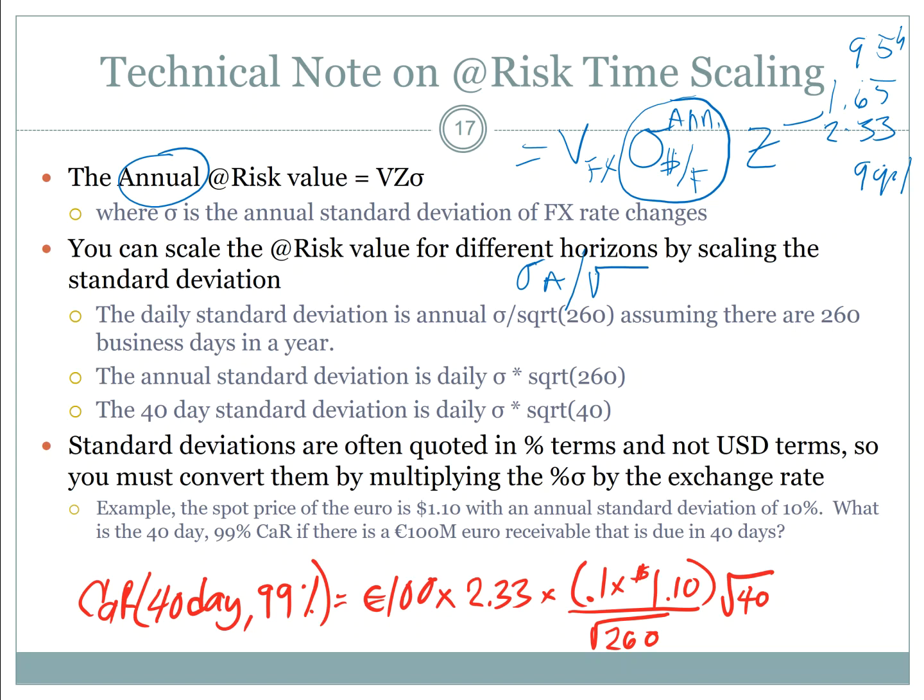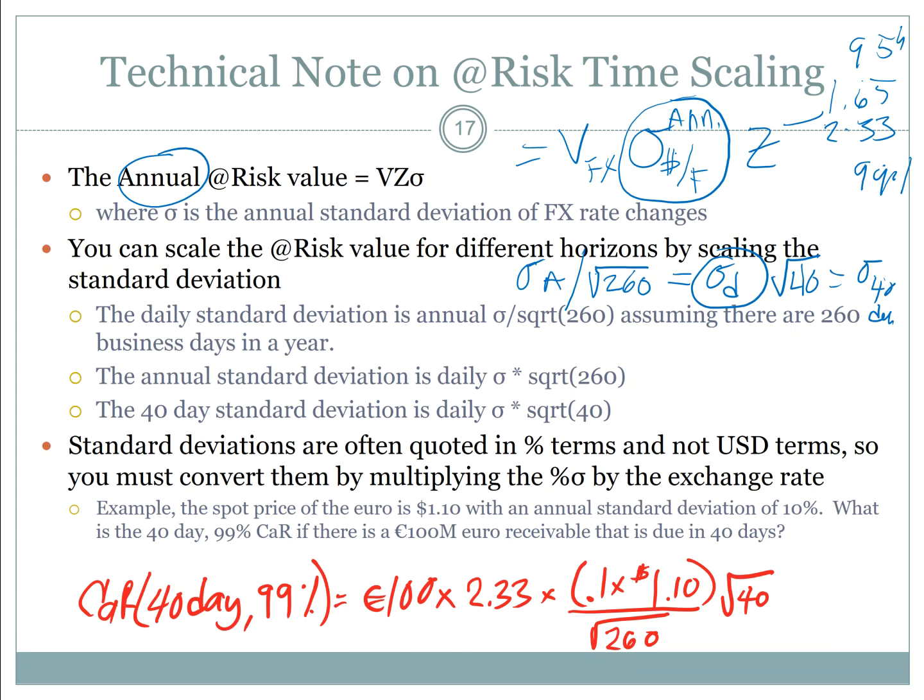Let's assume there's 260 business days in a year. If I want a daily standard deviation, I'll divide by the square root of 260, and that'll give me a daily standard deviation. If I then need a 40-day standard deviation, I can take a daily standard deviation and multiply times the square root of 40. That'll then give me a 40-day standard deviation.